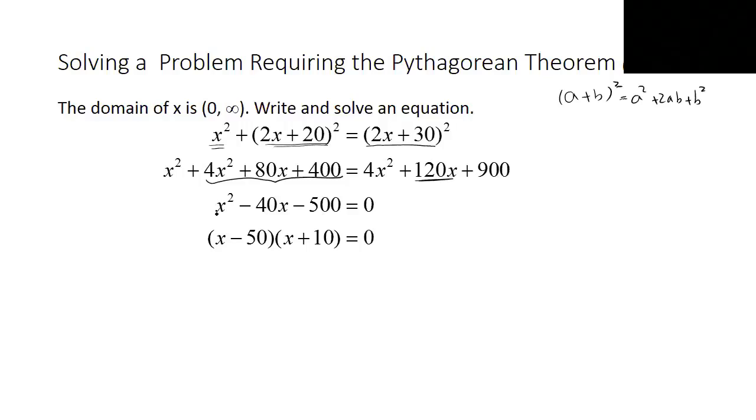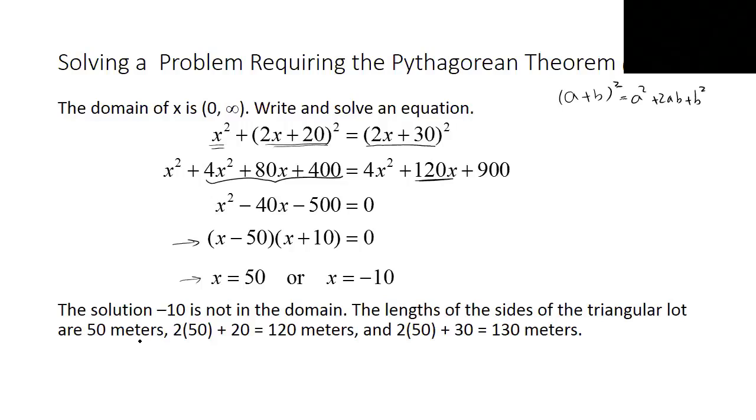Pretty much you move everything to one side of the equation, and we can factor that. You get (x minus 50) times (x plus 10). So you can see x would be equal to 50 and x equal to negative 10. The negative is not going to make any sense. It's not going to be in the domain, since a length cannot be negative. So x equal to 50 is good. So 2 times 50 plus 20 would be 120, and 2 times 50 plus 30 would be 130. This would be the dimensions of the other sides.